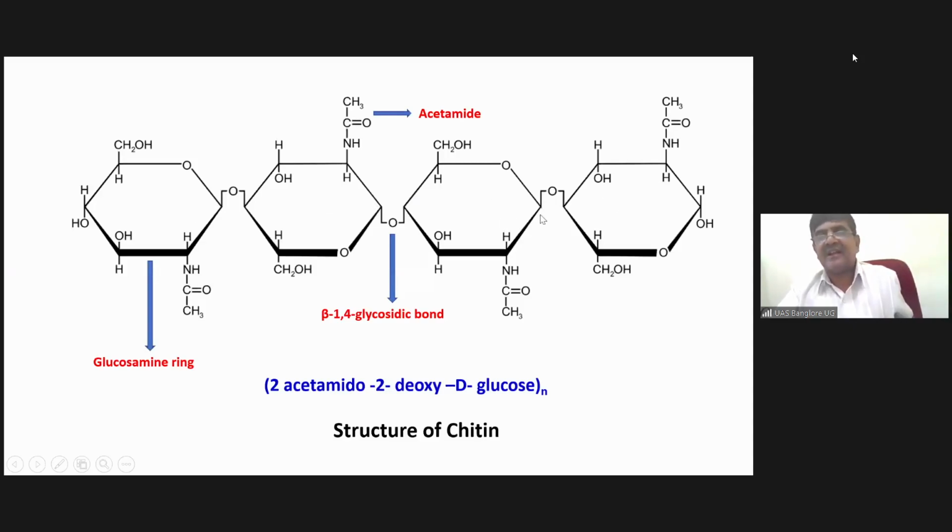D-glucosamine and another D-glucosamine are joined by a bond called a beta-1,4 glycosidic bond. So this is one chitin unit, this is another chitin unit. Both the chitin units are joined by the glycosidic bond. Each chitin component comprises a glucosamine ring and an acid amide. So this is the structural formula of chitin.